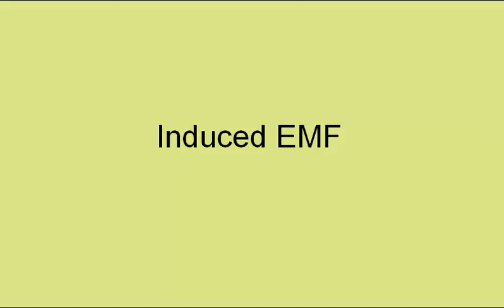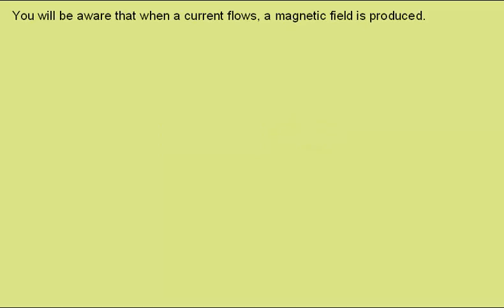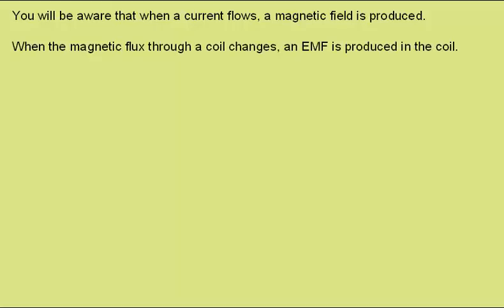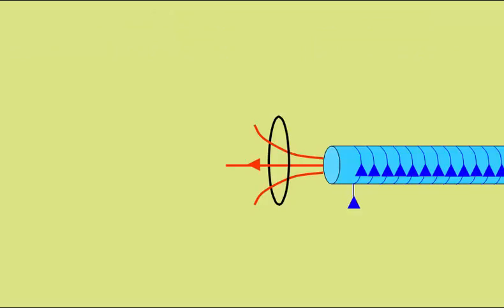Induced EMF. You will be aware that when a current flows, a magnetic field is produced. Well, also, when the magnetic flux through a coil changes, an EMF is produced in the coil. Here we have a solenoid producing a weak magnetic field, and here we have a conducting loop enclosing some of the field. If we increase the current through the solenoid, we get a stronger field, and there is now a greater magnetic flux passing through the coil.